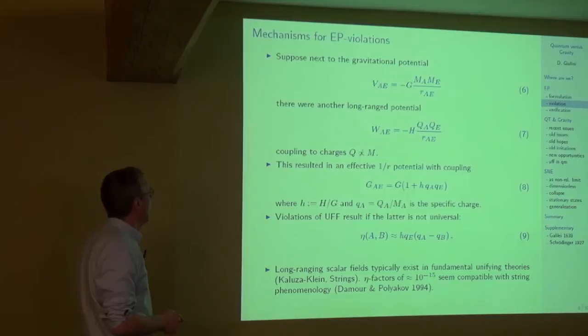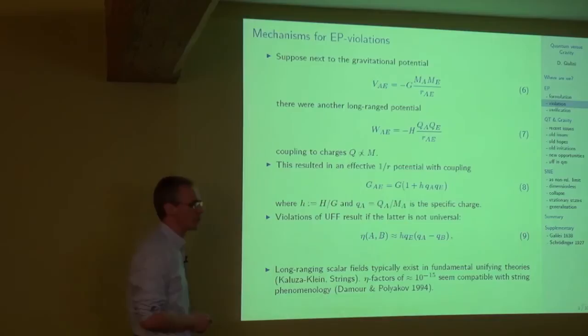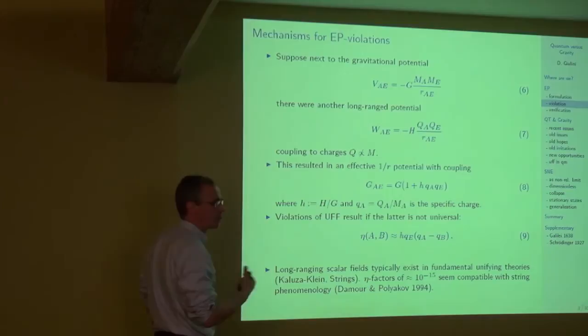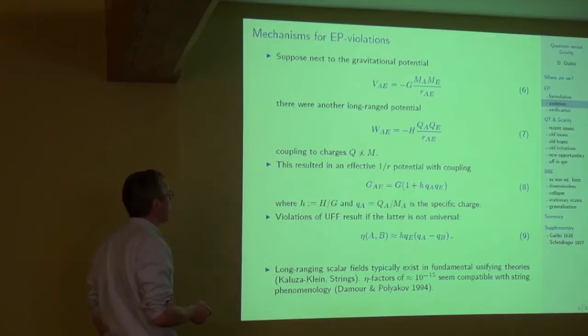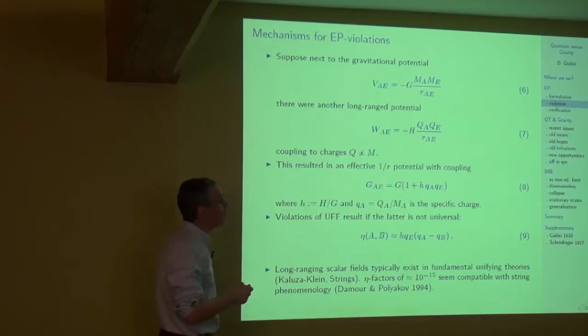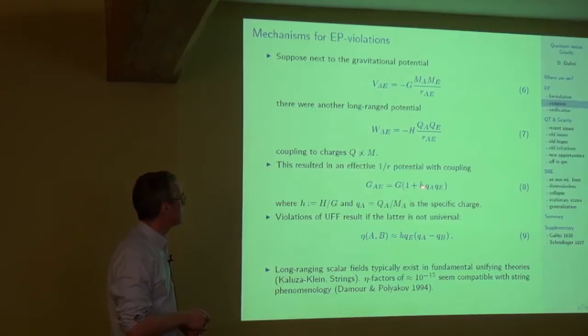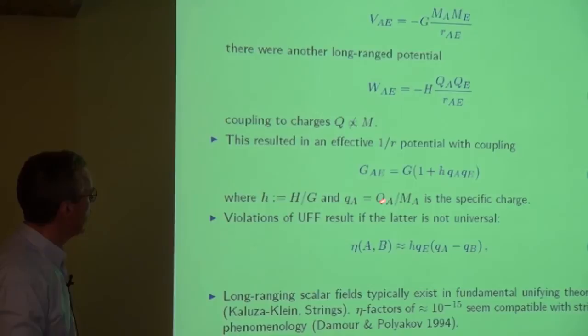And suppose that these charges are not universally proportional to the mass. For example, the baryon number could be such a charge. So suppose there were a fifth force that couples to the baryon number or the lepton number or some linear combinations of these. Then you could write the combined interaction as a Newtonian-like gravitational interaction, but now the coupling constant would slightly depend on the ratio of the charges, the smaller q's, to the masses.